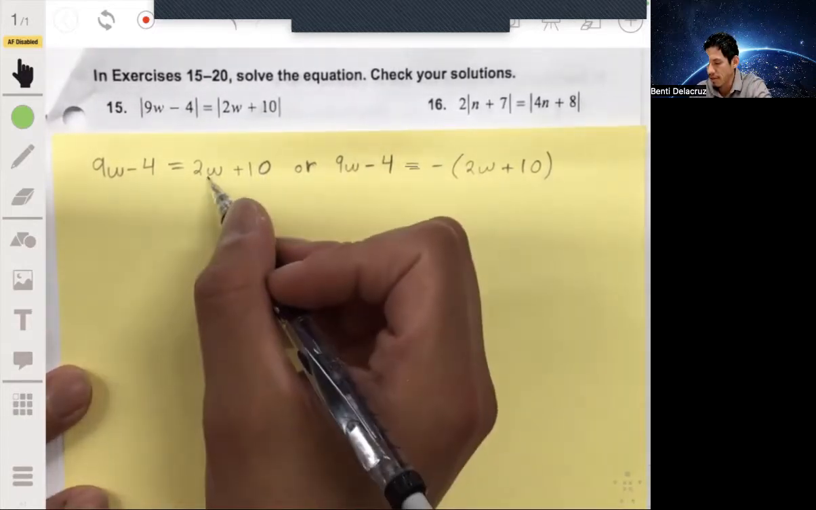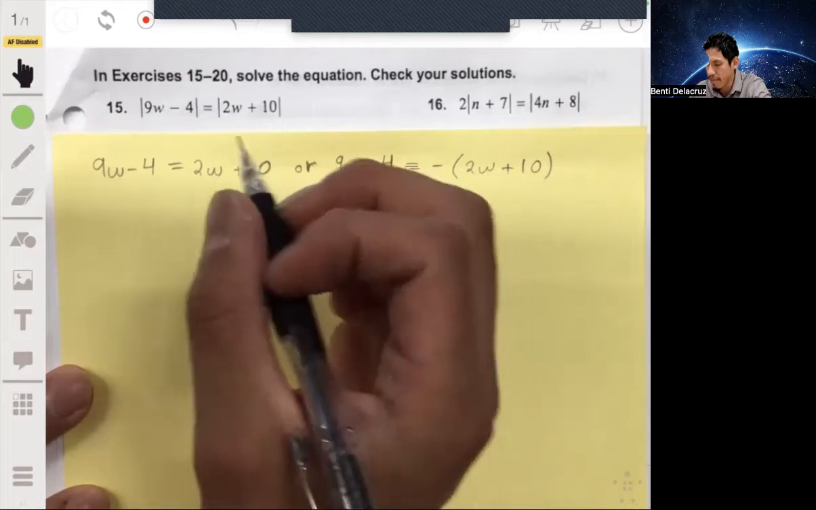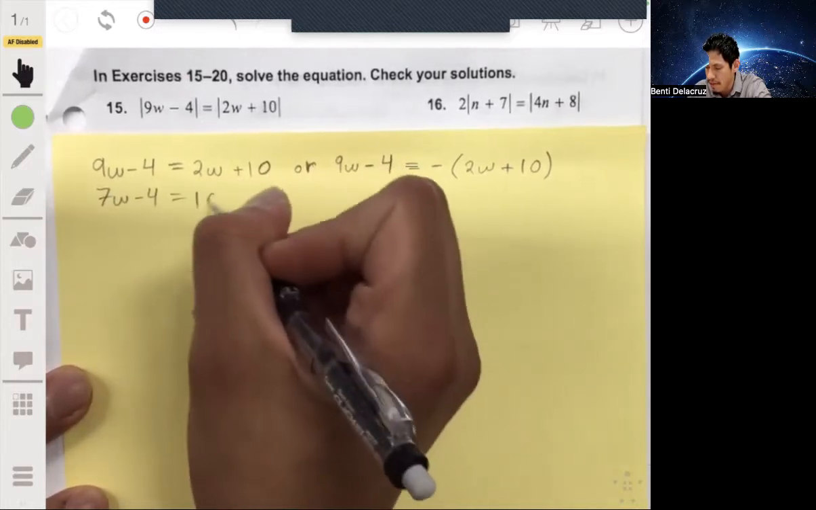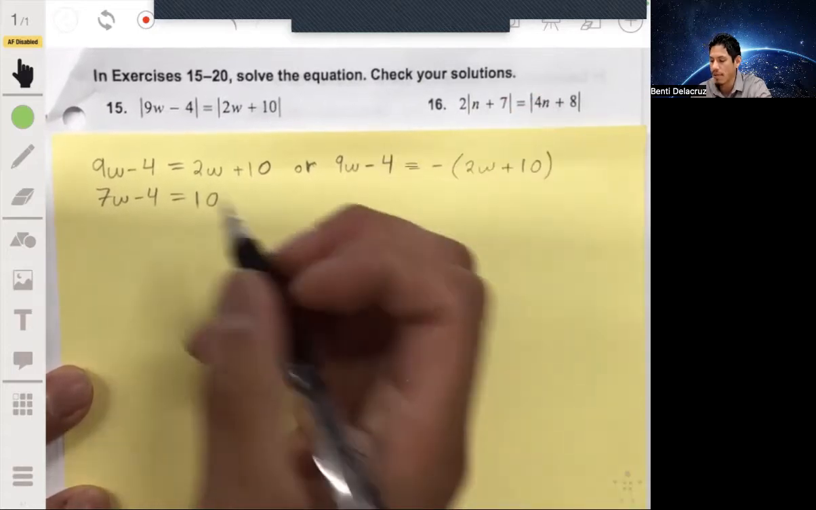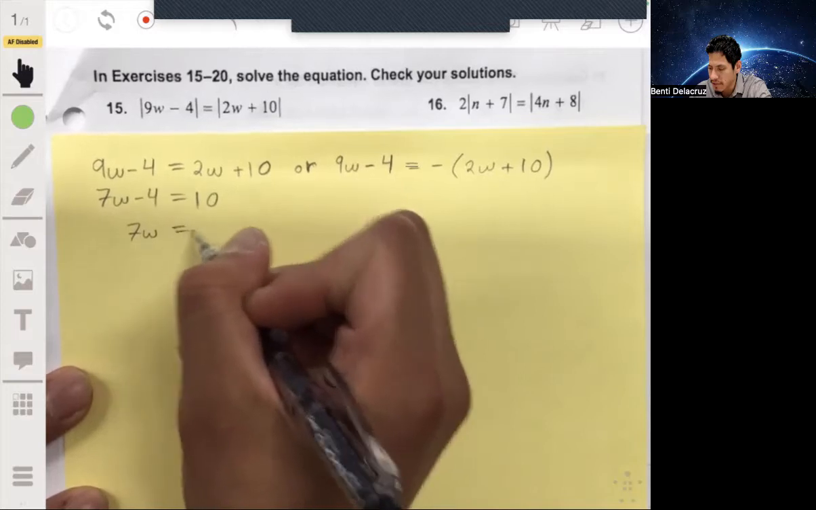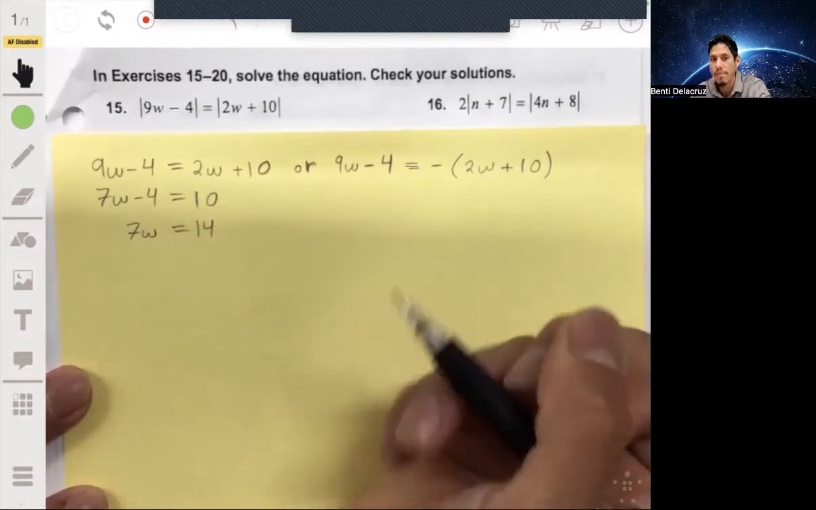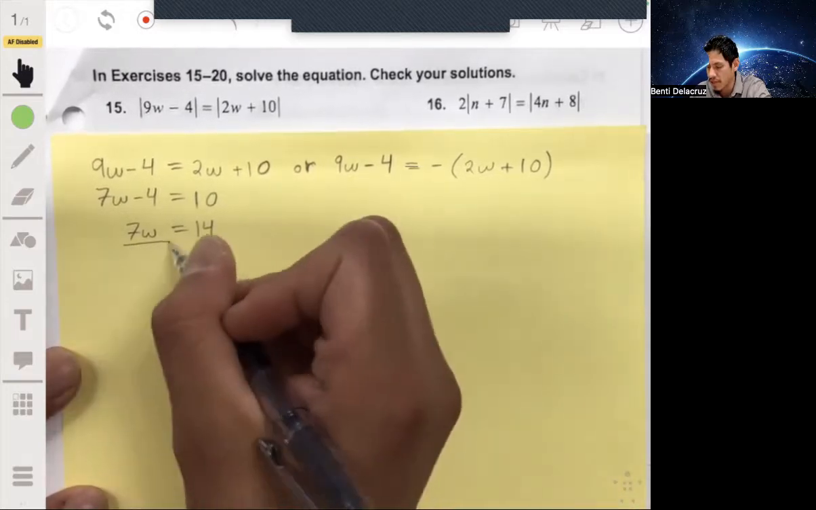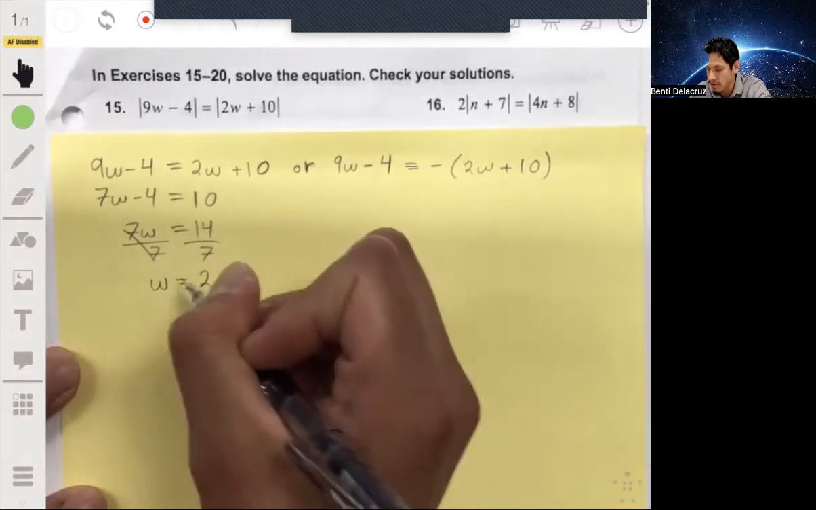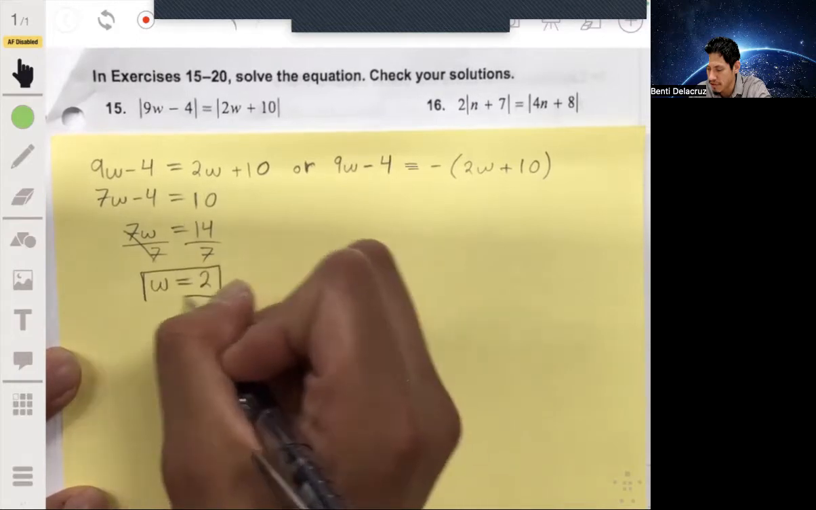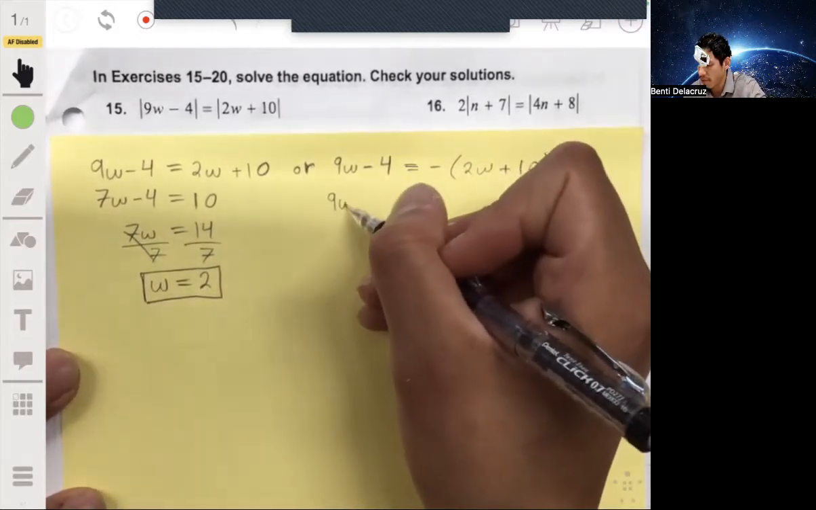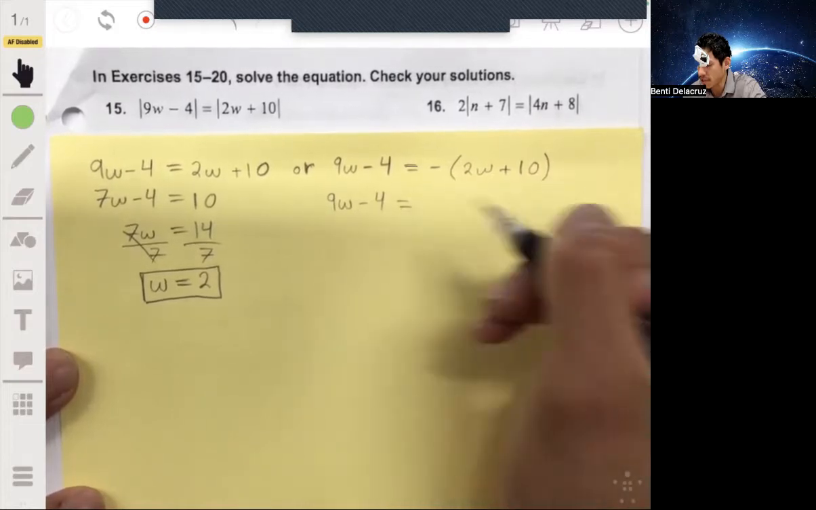So here we're going to take away 2w from both sides. So we'll get 7w minus 4 equals 10. Then we're going to add 4 to both sides. So we'll get 7w equals 14. Then we're going to divide each side by 7. And we'll get w is 2. That's one potential solution.